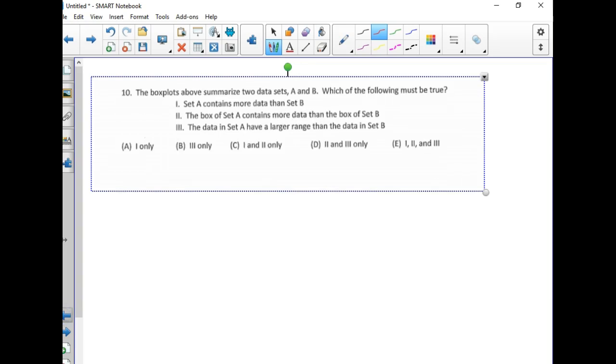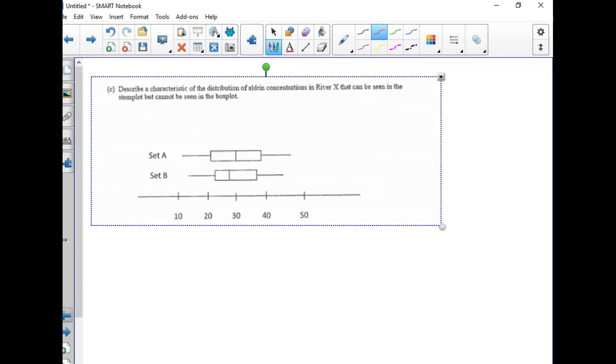All right, let's do another multiple choice one because those can go quick. Number 10, the box plots above summarize true data sets A and B. Which of the following must be true? Set A contains more data than set B. The box of set A contains more data than the box of set B. The data in set A have a larger range than the data in set B. What do you think?